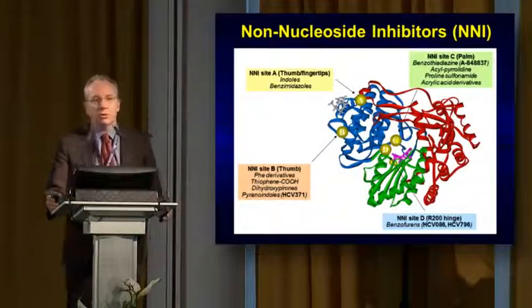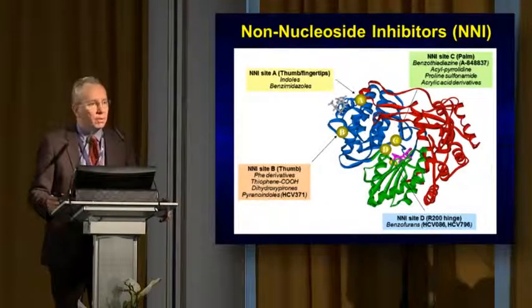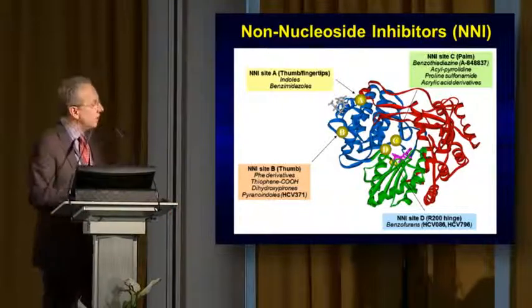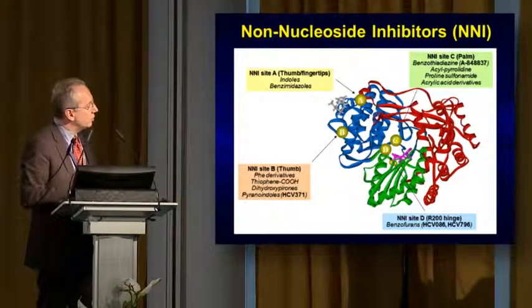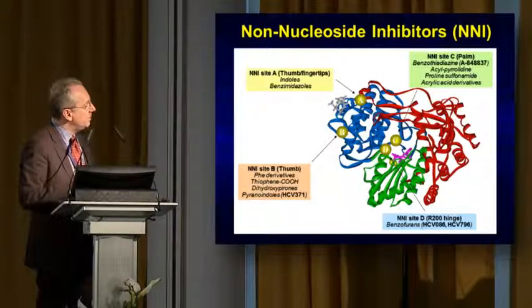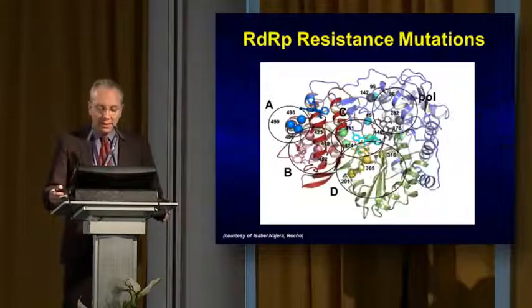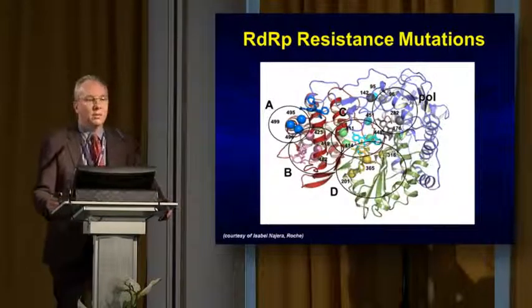In contrast, non-nucleoside inhibitors of the RNA polymerase target the same enzyme, but this time no longer within the catalytic site. Their targets are allosteric sites located at the surface of the enzyme. There are 4 sites that have been described, A, B, C, and D, with different classes of drugs that target them. And one of the main characteristics of these drugs is that they have a very low barrier to resistance.